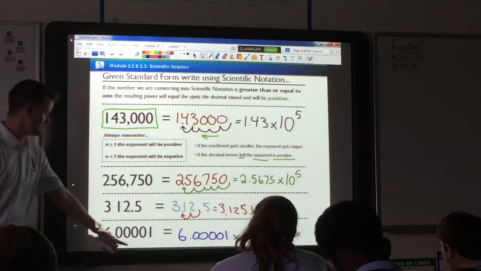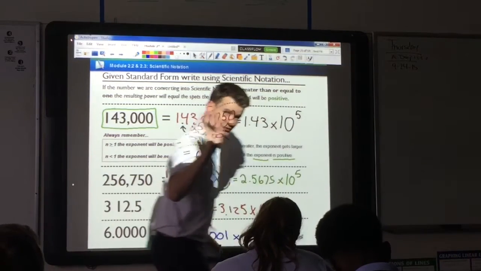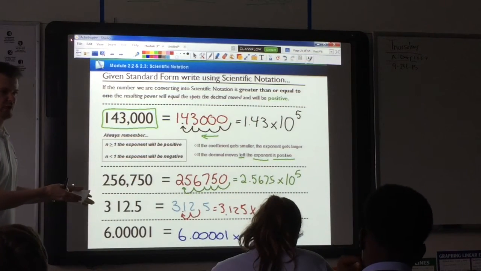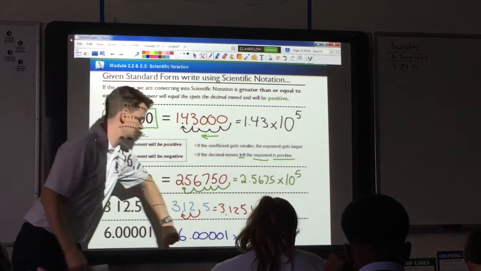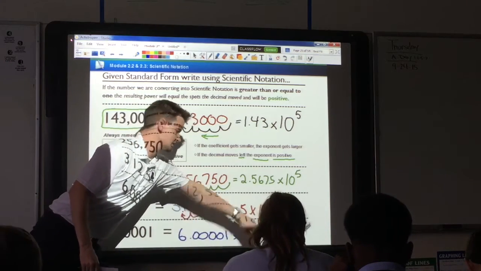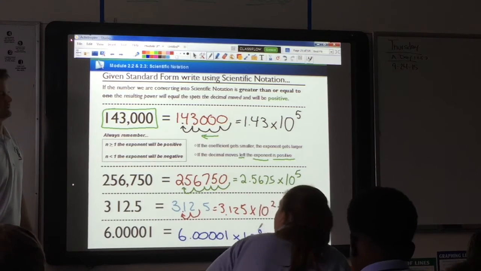Can't change the number, therefore it's zero. Also, think about this. Did you move the decimal anywhere? No. Decimal didn't move this way. Decimal didn't move this way. Therefore, exponent zero. And that's it. It's now a good scientific notation. Location, sign, coefficient, base, exponent. Bam, bam, bam, bam! Good.